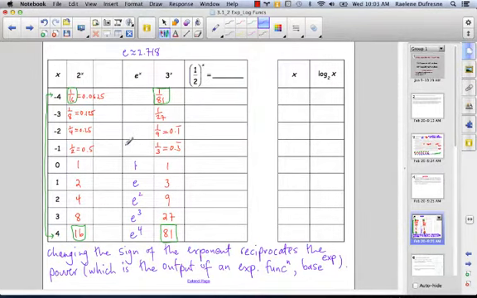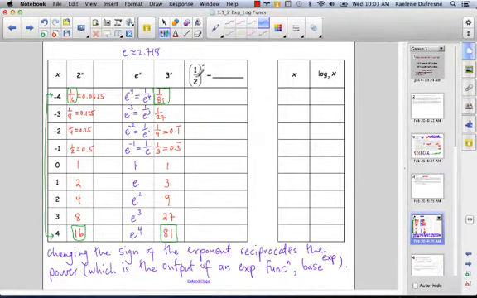Similarly, we can call this e to the -1, or 1 over e, which will be between 0.5 and 0.3 repeating. E to the -2, or 1 over e squared, will be between 1/4 and 1/9. E to the -3, or 1 over e cubed, will be between 1/8 and 1/27. And e to the -4, or 1 over e to the 4, is between 1/16 and 1 over 81.